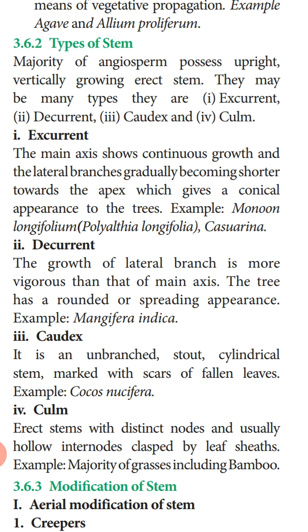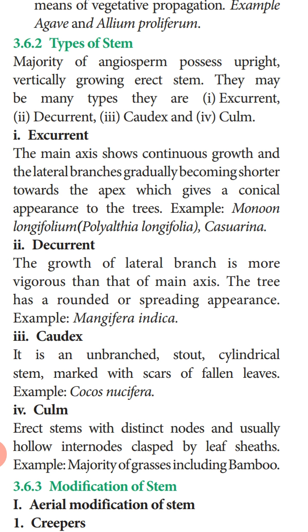Next is the caudex. Caudex is an unbranched, stout, cylindrical stem marked with scars of fallen leaves. You can find this in the coconut tree. The stem is unbranched, stout, thick and cylindrical in shape. Along the length of the whole stem you can see the marks of the leaves. The old leaves fall down, but the leaf trace, the scar, is left there. Such a stem is called a caudex. An example is Cocos nucifera.